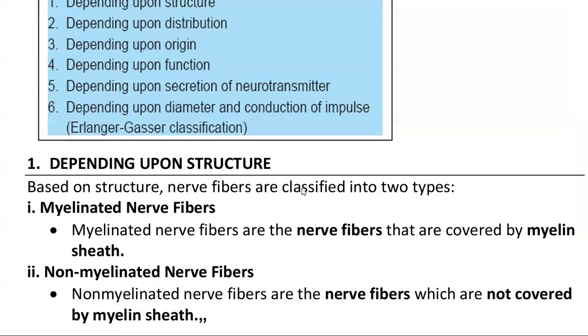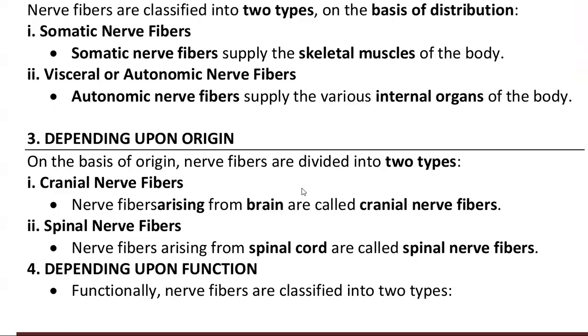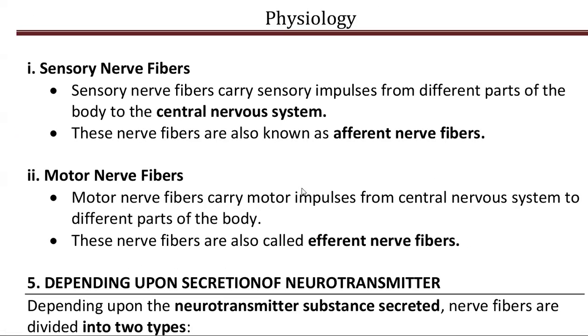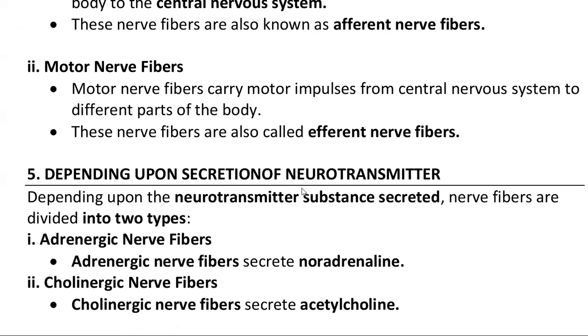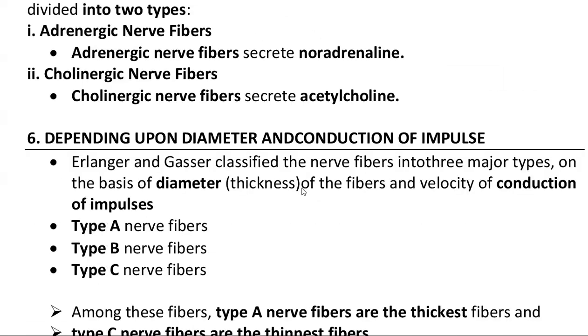Depending on structure: myelinated, non-myelinated. Depending on distribution: somatic nerve fiber, visceral or autonomic nerve fiber. Depending upon origin: cranial nerve fiber, spinal nerve fiber. Depending on function: sensory nerve fiber, motor nerve fiber. Depending on secretion of neurotransmitter: adrenergic nerve fiber, cholinergic nerve fiber.